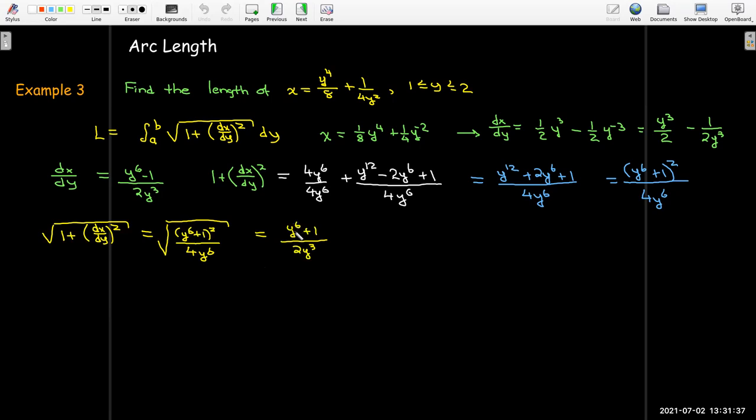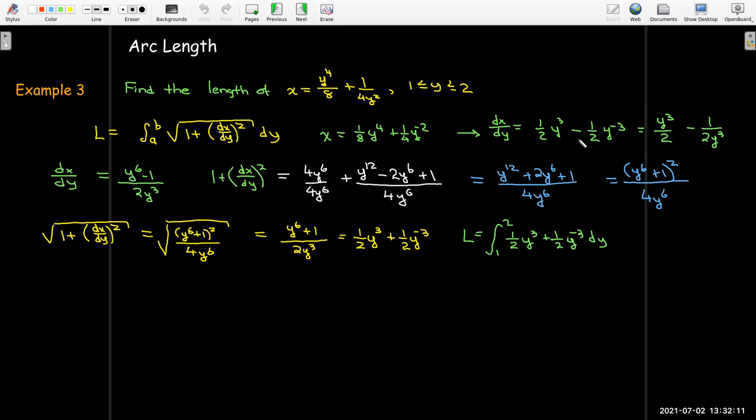And I'll just have as my integrand y to the power of 6 plus 1 over 2y cubed. I can go ahead and break that up into two fractions, write those as powers of y. So when I take the integral, I just need the power rule to evaluate it. And so you may say to yourself, well, wait a minute, we did all that work, and the only difference between our integrand here and the original dx dy is this sign between. It's actually the conjugate of dx dy.